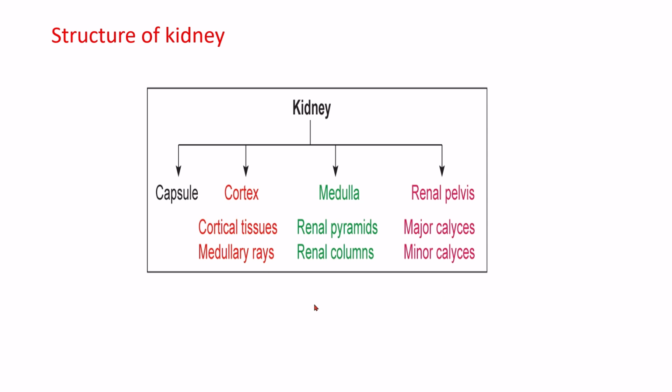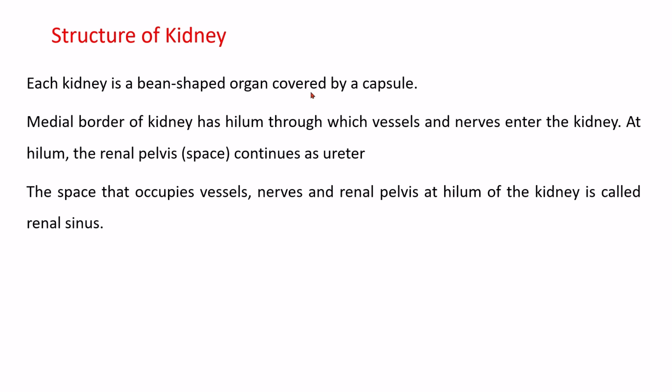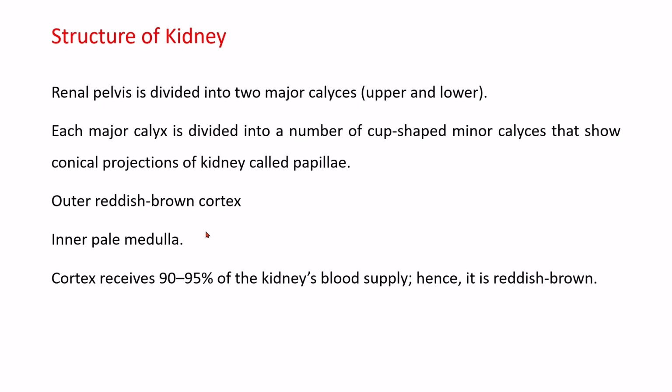This is the structure we are going to study: the capsule, the cortex, which has cortical tissue and medullary rays, the medulla with renal pyramids and renal columns, and the renal pelvis with major and minor calyces. Each kidney is a bean-shaped organ covered by a capsule. The medial border of the kidney has the hilum, through which vessels and nerves enter the kidney. At the hilum, the renal pelvis continues as the ureter. The space that occupies vessels, nerves, and renal pelvis at the hilum of the kidney is called the renal sinus.